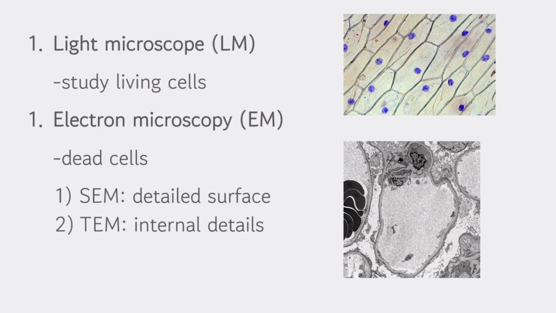And another type of microscope would be electron microscopy. It has greater resolution, and it can explore cellular ultrastructure. An electron microscope also can be classified into two different ones. The first one is SEM, scanning electron microscope. It is used to observe detailed architecture of a cell surface, not inside the cell. And we can observe inside the cell by the other one, TEM, which is used to observe internal details of the cell.